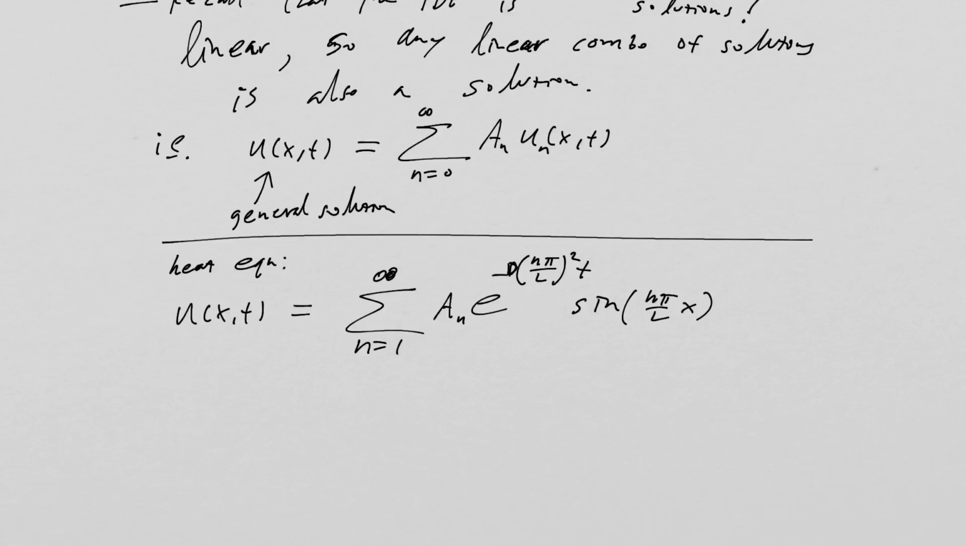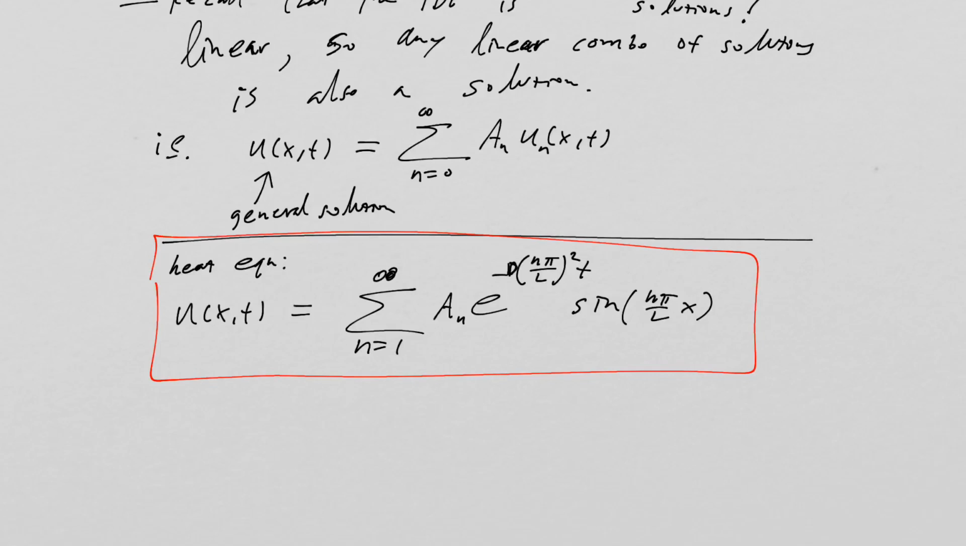So we have this. There we go. This is our general solution to the heat equation. And that is step 5. We found this general solution. So here, the ANs are those free parameters. Okay, so this is the general solution.